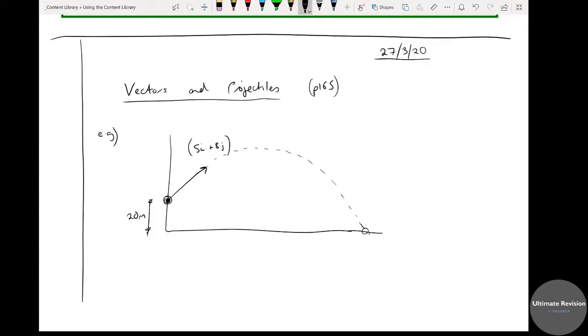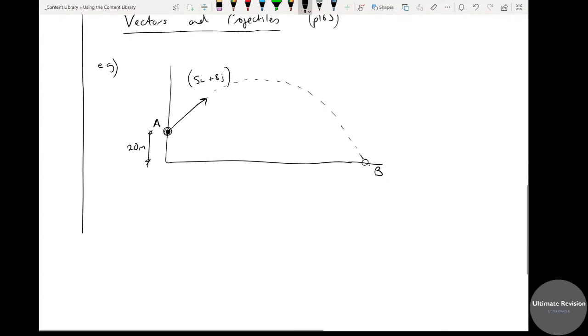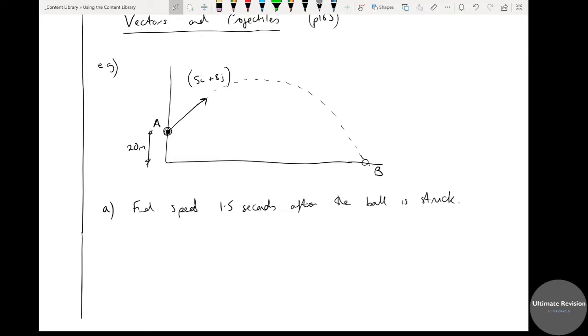Okay, and now it does say it leaves A and ends at B. Does it give you any more information? No, so that's what's happened to begin with. Question A is find the speed, which is important to note, 1.5 seconds after the ball is struck. Okay, so find the speed at 1.5 seconds.